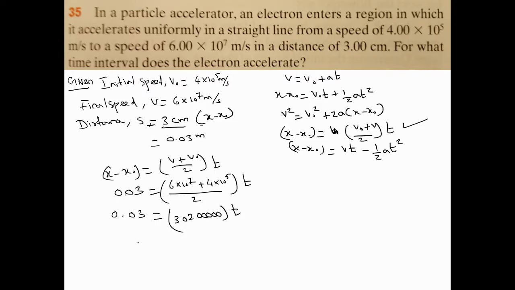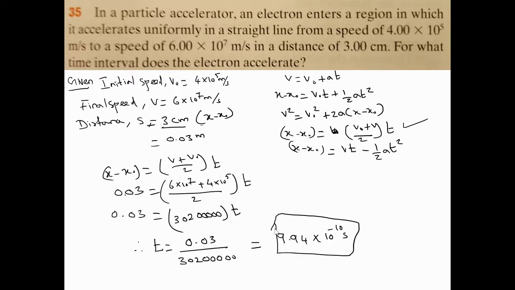Am I right? Therefore, my time is equal to 0.03 divided by 302,000,000. So if you just solve these things, you will get the time value of 9.94 multiplied by 10 to the power of minus 10 second. Directly you will get the answer.